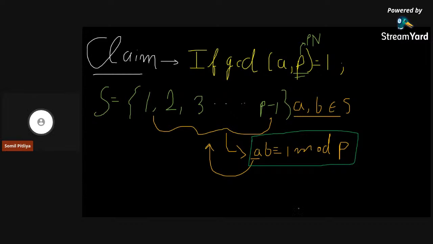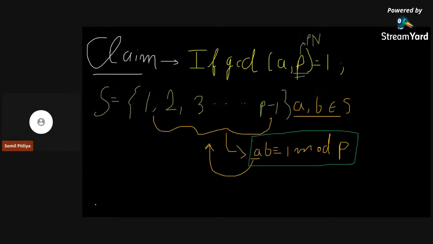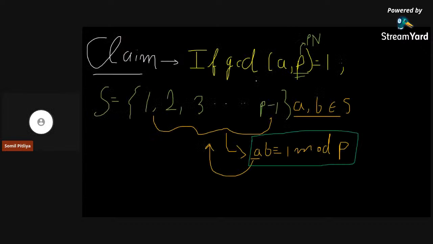Let us create a new set, aS. The set aS is the set in which all the elements of S are multiplied with a. So my set aS will be 1 times a, which is a, 2a, 3a, and so on till (p minus 1) times a. I have just multiplied every element of S with a, where I assume the GCD of a and p is 1.